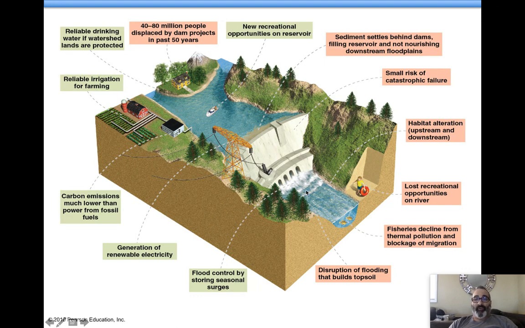Fish cannot migrate, they can't move back and forth the way they migration cycles for spawning, those are disrupted. And basically, disruption of flooding that builds up. So there's major disruption here. You need flooding down here for the topsoil to get its silt and get its nutrients, and you don't have that if you have this blocking the flow of water all the time, or most of the time.